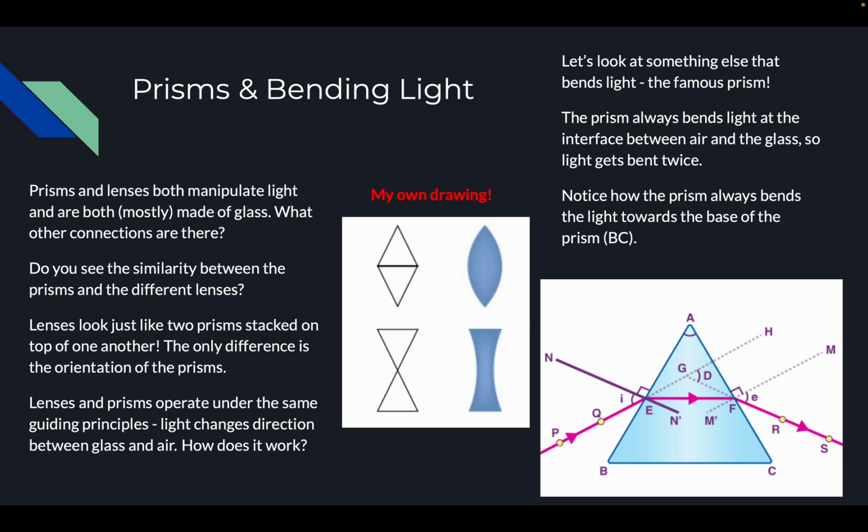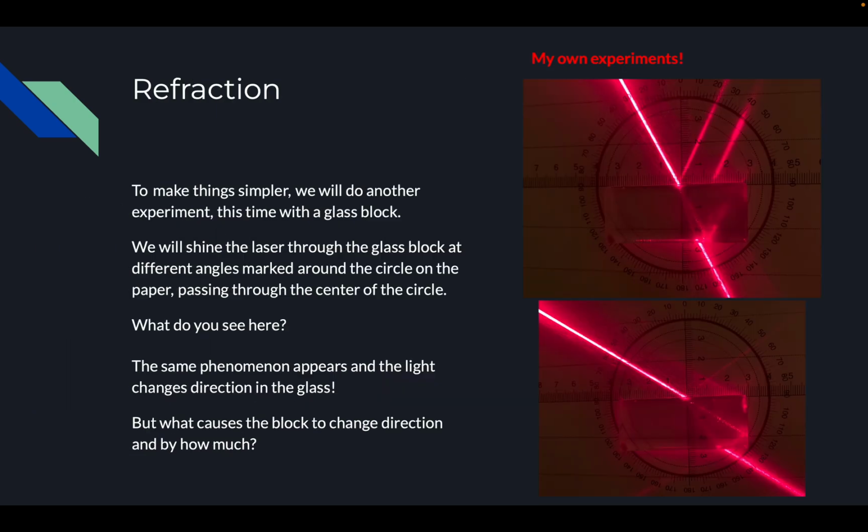Lenses and prisms operate under these same guiding principles. Light will change direction between glass and air. But how does this principle work? To make things simpler, we'll do another experiment, this time with a single glass block. This time we'll also use our lasers again. We'll shine this laser through this glass block at different angles marked around the circle on the paper, passing through the center of the circle.